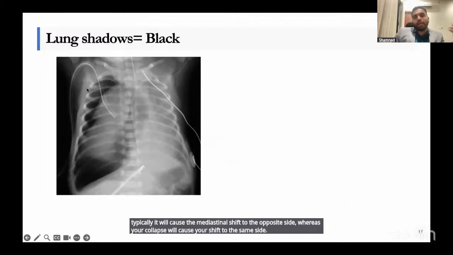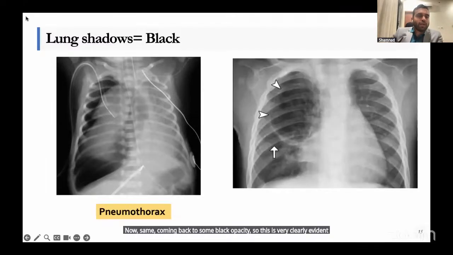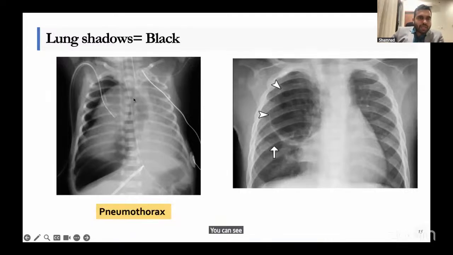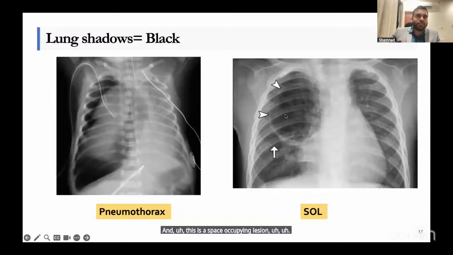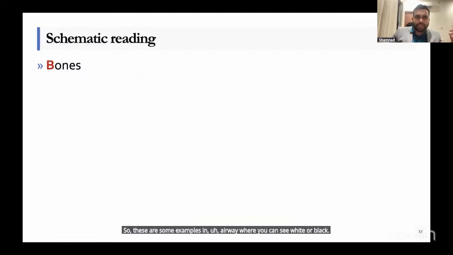Now, coming back to some black opacity. This is very clearly evident. The one on the left is a pneumothorax with an ICD in situ. You can see the big pneumothorax and the collapsed lung margin. And this is a space occupying lesion, which is seen as a black opacity. So these are some examples in airway where you can see white or black opacities.